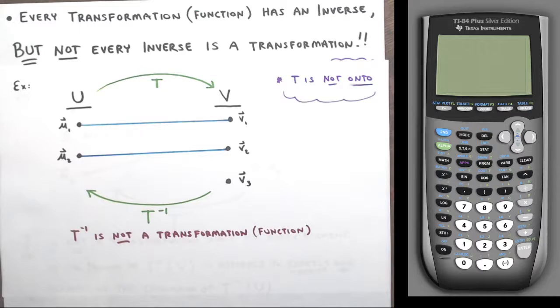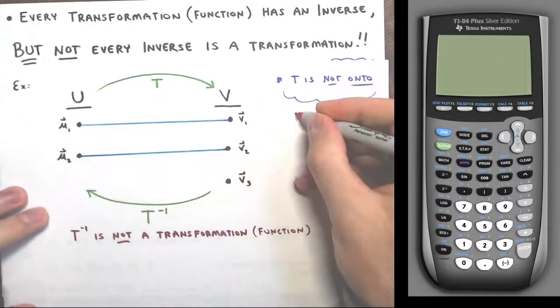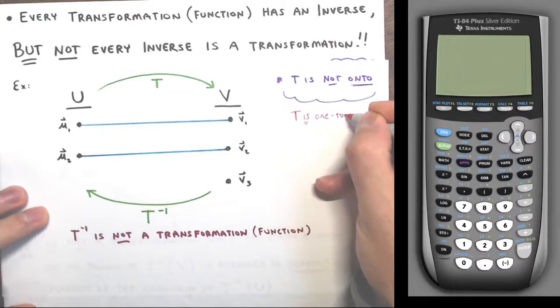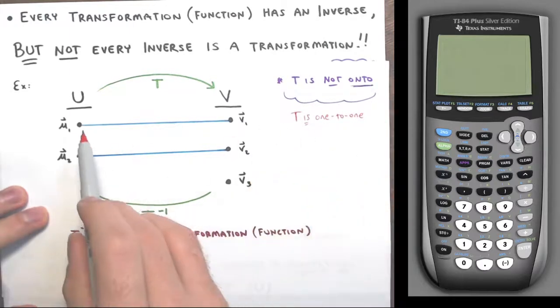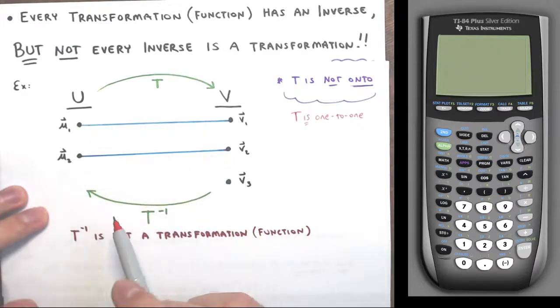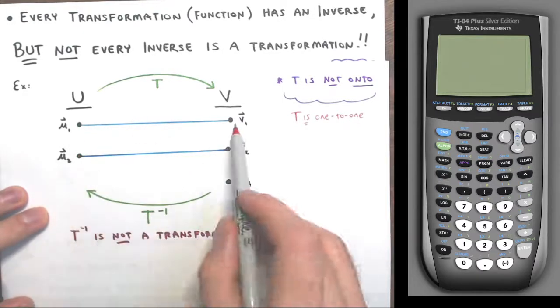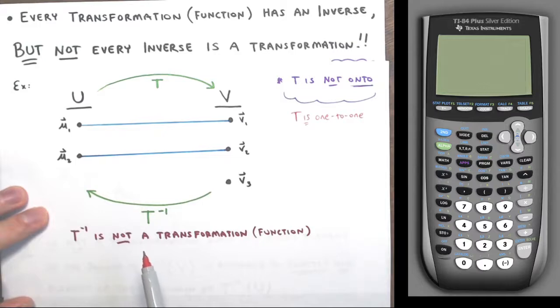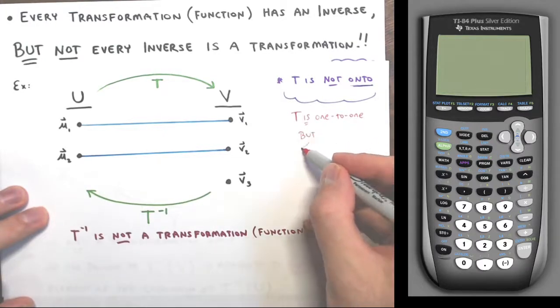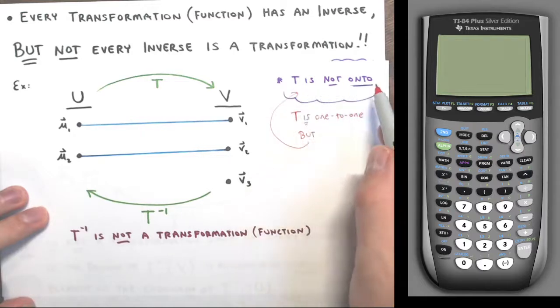This particular T, it is 1-to-1, right? Because you're not getting that case where you see how different inputs are mapping to different outputs. You're not getting the case where 2 different inputs map to the same output like in the last picture. But, right, T is not onto.